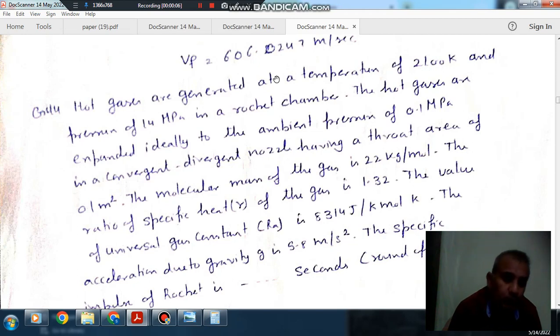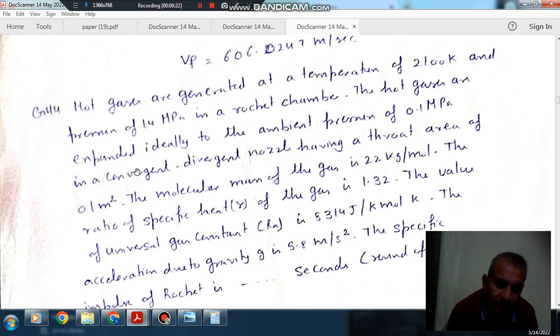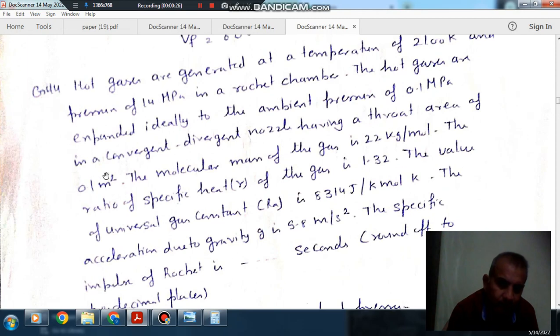2021 Aerospace Engineering paper. Question number 44: hot gases are generated at a temperature of 2100 Kelvin and pressure of 14 MPa in a rocket chamber. The hot gases are expanded ideally to the ambient pressure of 0.1 MPa in a convergent divergent nozzle having a throat area of 0.1 meter square.